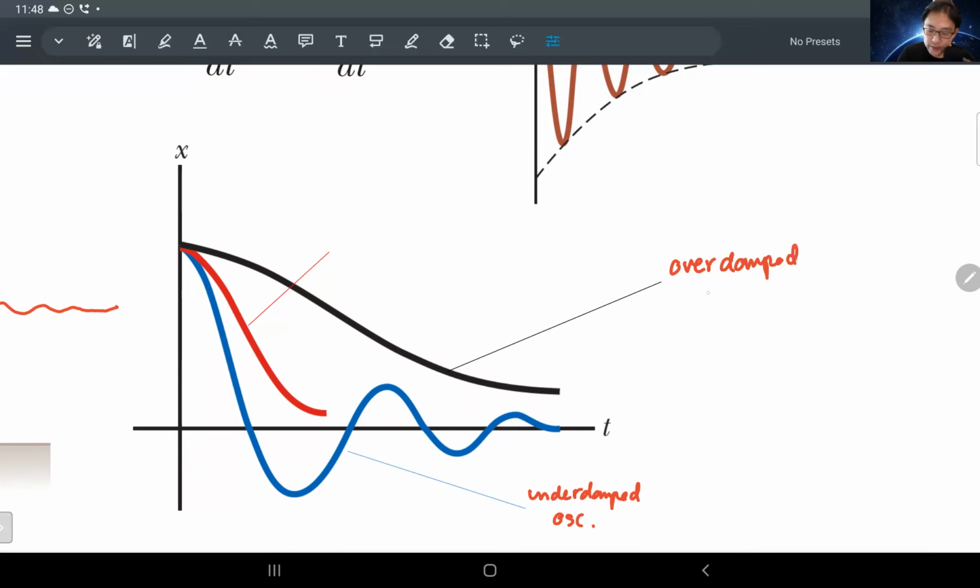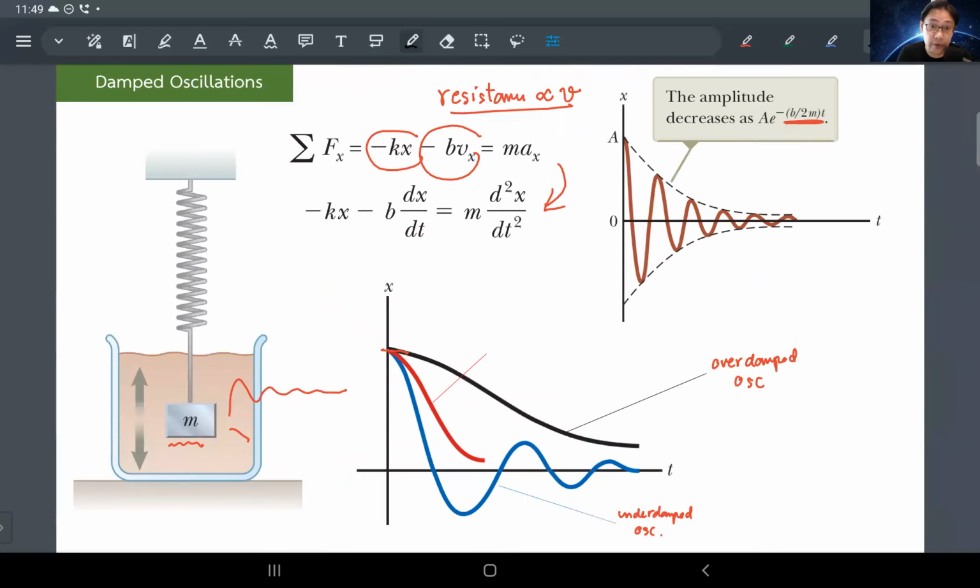So this is too much. You wouldn't say there's any oscillation anymore, because once you let it go, it just doesn't want to go anywhere. All right, so this is overdamped. But the most interesting thing is happening here. There will be a boundary between the two.